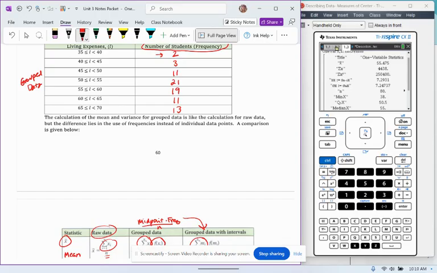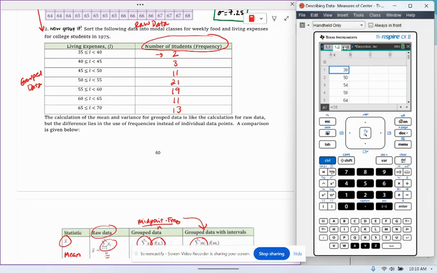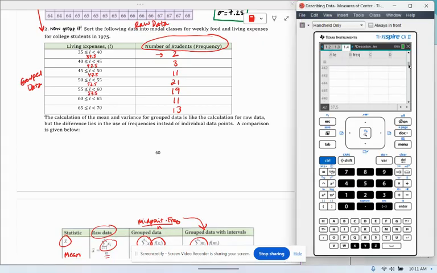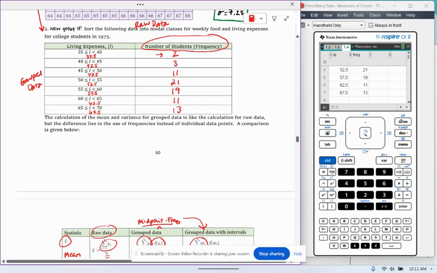Also, sometimes we don't even have the raw data listed out. We just have the grouped data. So here's how you would do it, right? You would go back to your mid-intervals that you had before. I labeled this column living expenses, right? And I found the midpoint of the interval, and I did it for this interval, this interval, this interval, this interval, this interval, and this interval. And then I took these as my X column, living expenses.